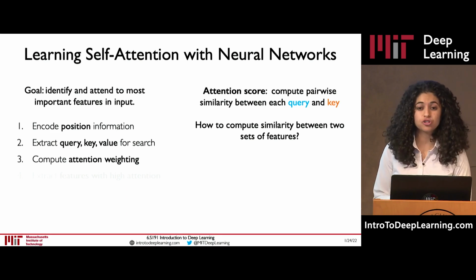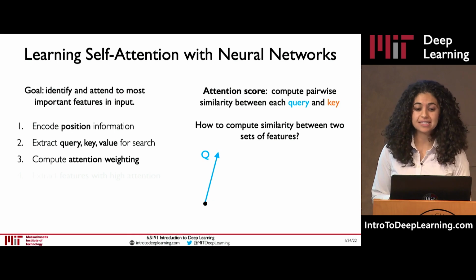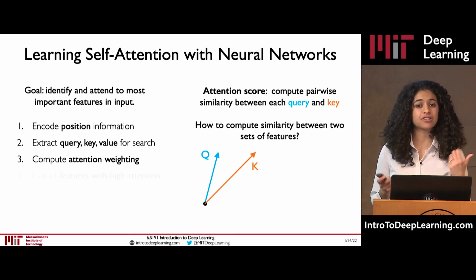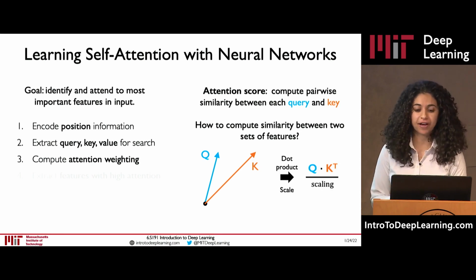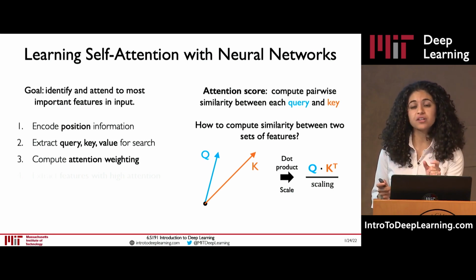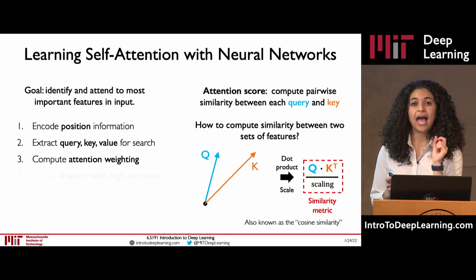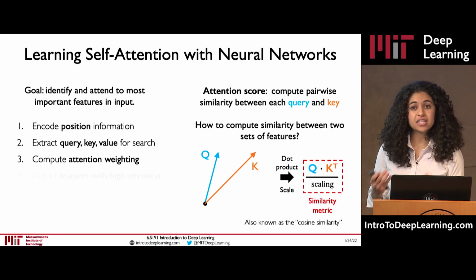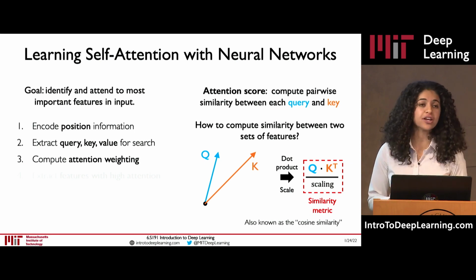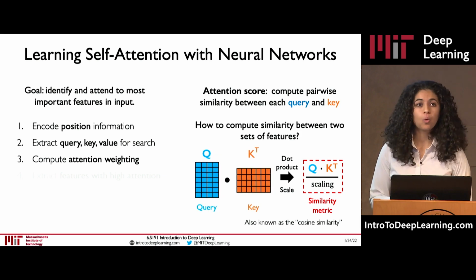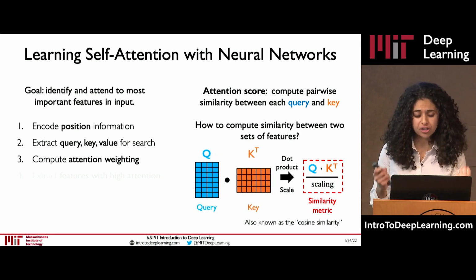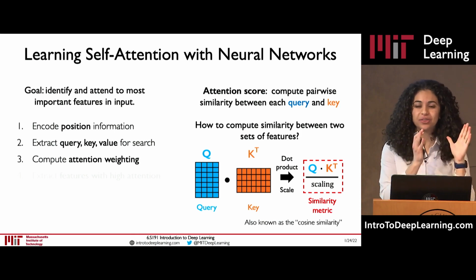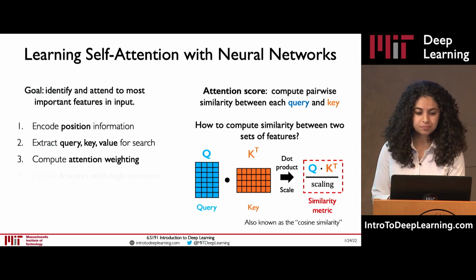So let's suppose we have two vectors, q and k. And for vectors, as you may recall from linear algebra or calculus, we can compute the similarity between these vectors using a dot product and then scaling that dot product. And this is going to quantify our similarity between our query and our key vectors. This metric is also known as the cosine similarity, and we can apply the same exact operation to matrices, where now we have a similarity metric that captures the similarity between the query matrix and the key matrix.